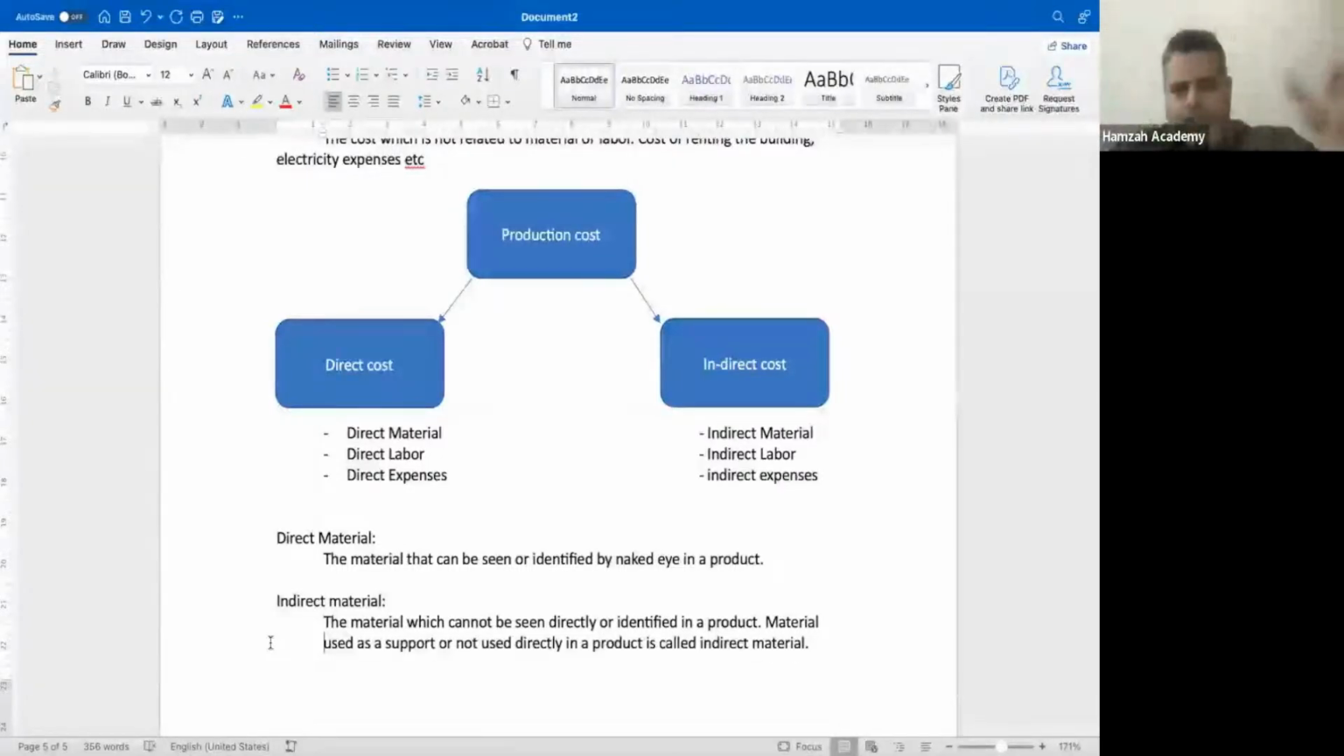I mean, it's not in a shape like that. Obviously, the iron was melted and molded, and then the parts were welded together as well. So the welding wire used in the welding, that's indirect material. Similarly, there can be some little screws or little nails in the chair as well, right?